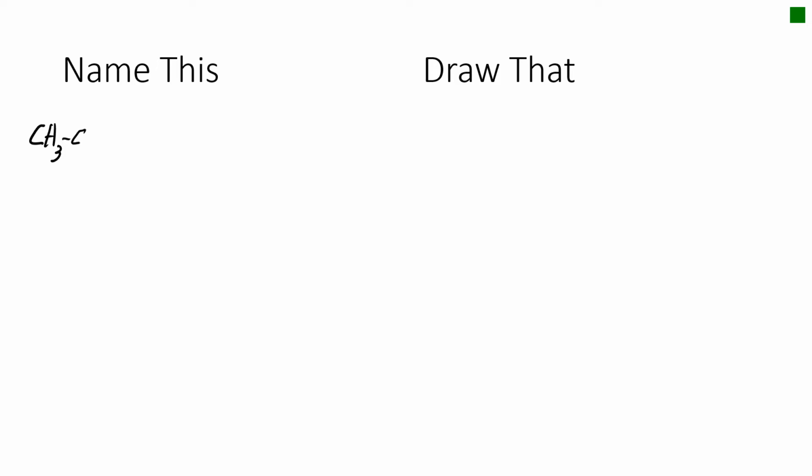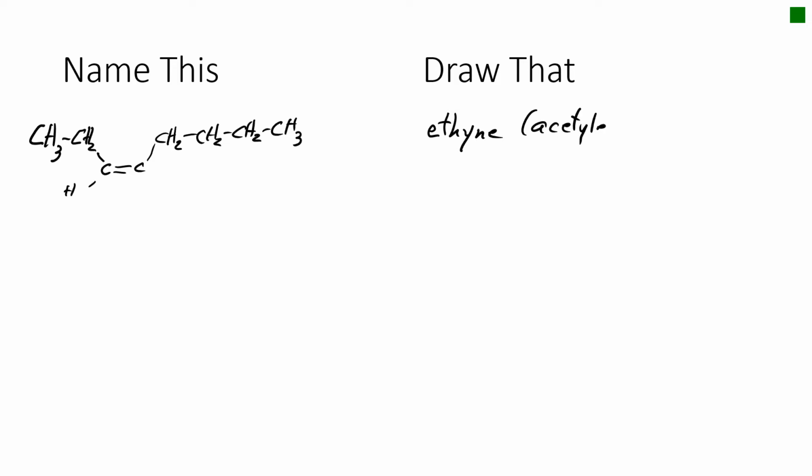CH3, CH2, C, an H down there, double bond, C, CH2, CH2, CH2, CH3. And the one I'm going to have you draw is ethyne, which is also known as acetylene. Oh, and I missed an H on this left-hand one. Sorry about that.